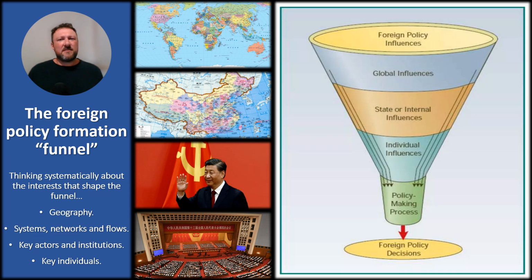What gets spat out of the funnel as a national interest is shaped by global influences, state level or domestic influences, the impact of key individuals, as well as the policy-making process itself. And those influences can include geography, systems, networks and flows, key actors and institutions, along with key people.